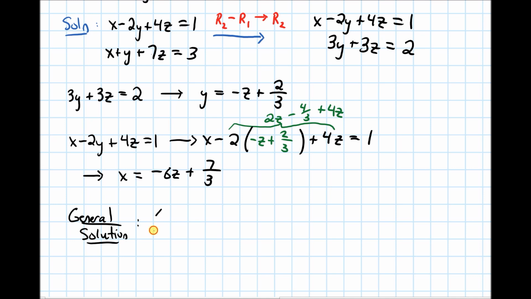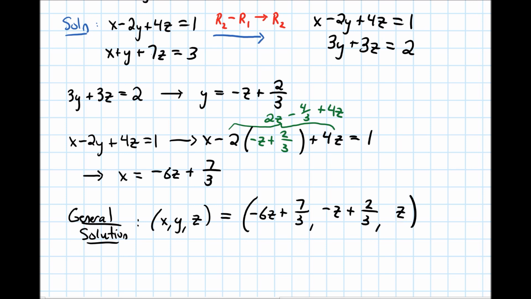So the general solution, so in this problem, we have not just an ordered pair, we have an ordered triple, 3 variables. Okay, so x always looks like negative 6z plus 7/3. Y looks like negative z plus 2/3. And z can be anything. So the z, I'm just going to keep it as it is.